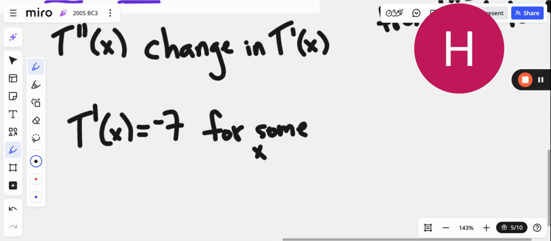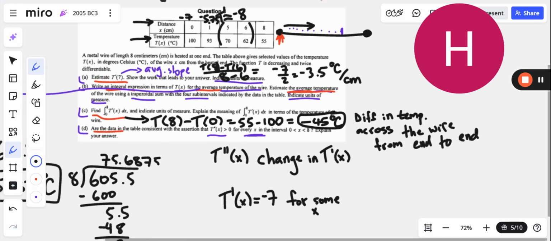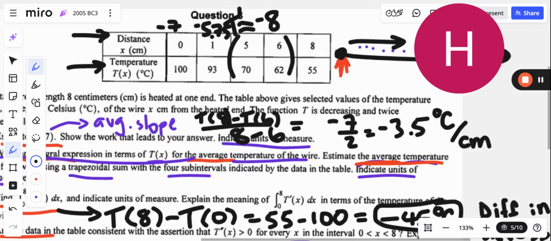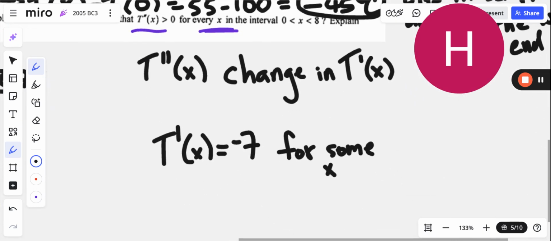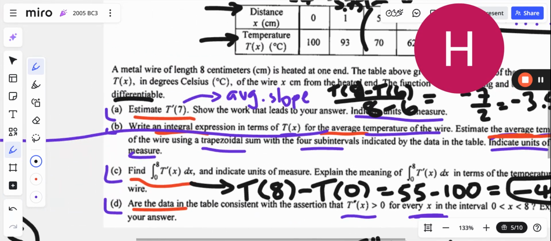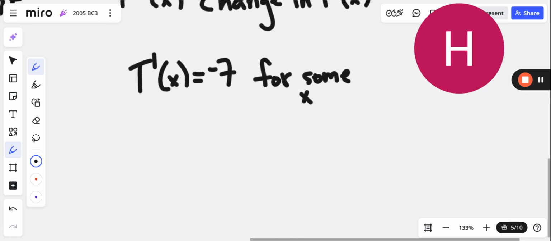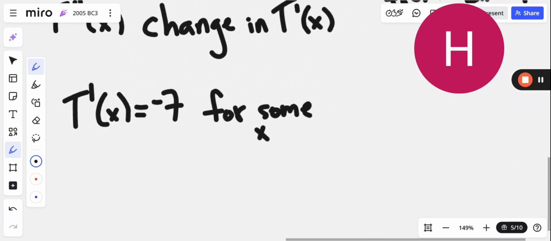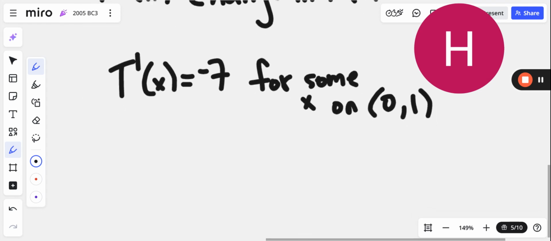We don't know exactly where, but since that's the average temperature change, we know that that's the actual temperature change at some spot due to the mean value theorem. And this function is differentiable. So for some x on the interval from 0 to 1, we know that the derivative t prime is -7.